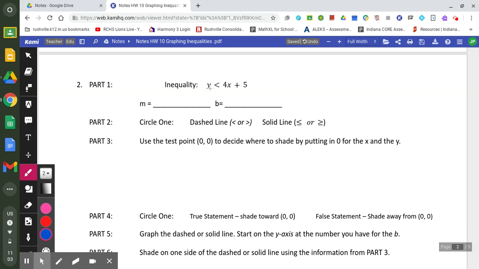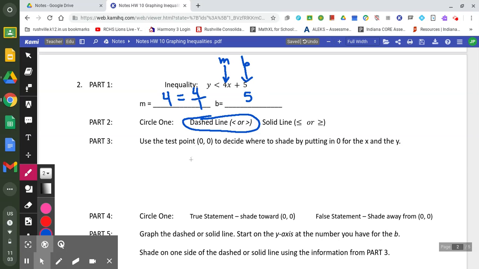Okay, my number 2, my inequality is y is less than 4x plus 5. So the m, which is the number right before the x, that is 4, but since I am graphing, I want that to be a fraction, 4 over 1. The b is the number out here at the end. So because this is less than, it's going to be a dashed line.